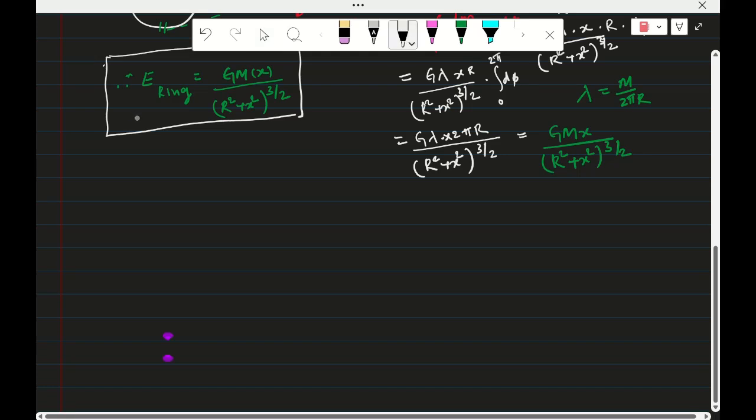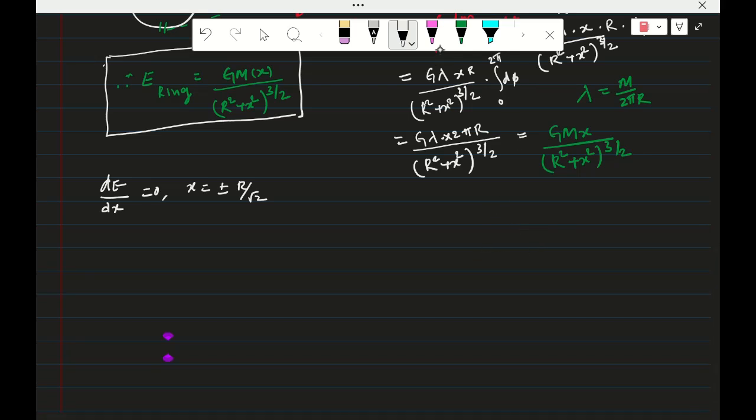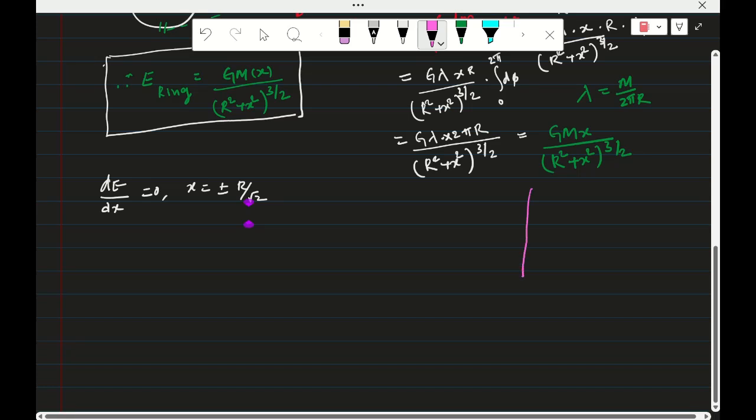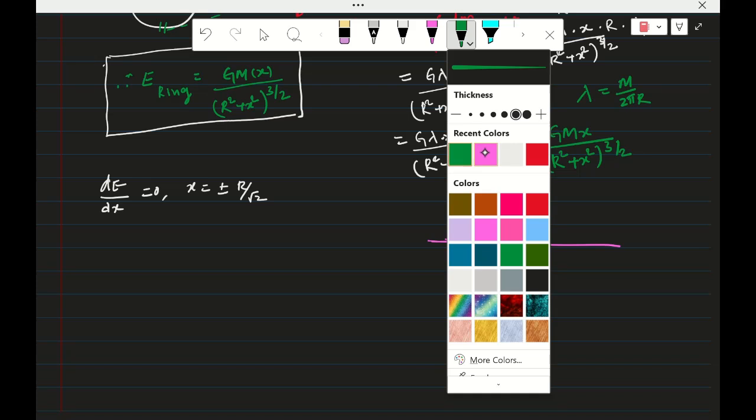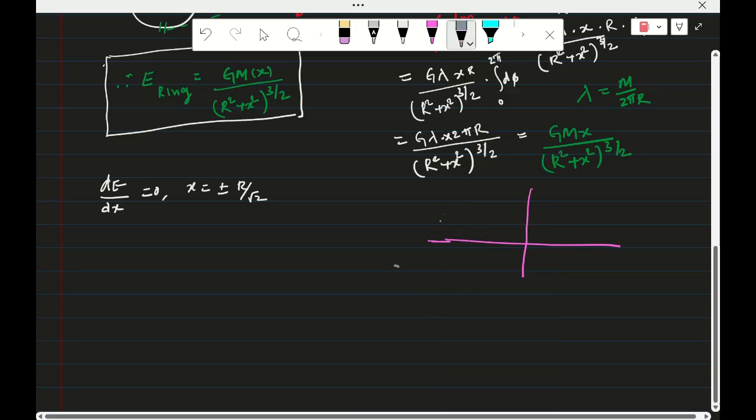So now see, dE by dx is equal to 0 after differentiating. So we'll get x is equal to plus or minus r by root 2. This means the field due to the ring is maximum where dE by dx is equal to 0, representing the maximum field, right?